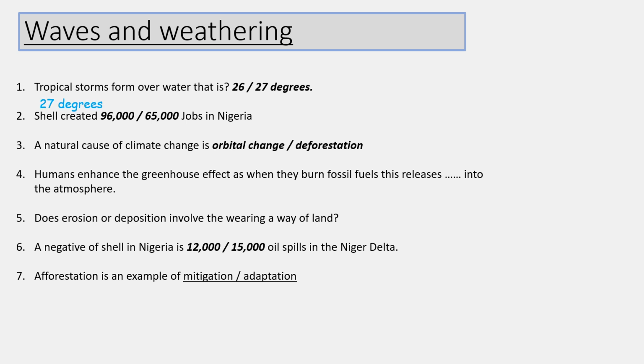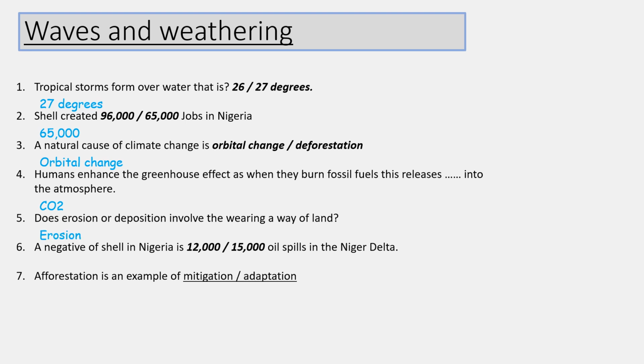Tropical storms form over water that's 27 degrees. Shell created 65,000 jobs in Nigeria. A natural cause of climate change is orbital change. Humans enhance the greenhouse effect by releasing CO2 into the atmosphere.